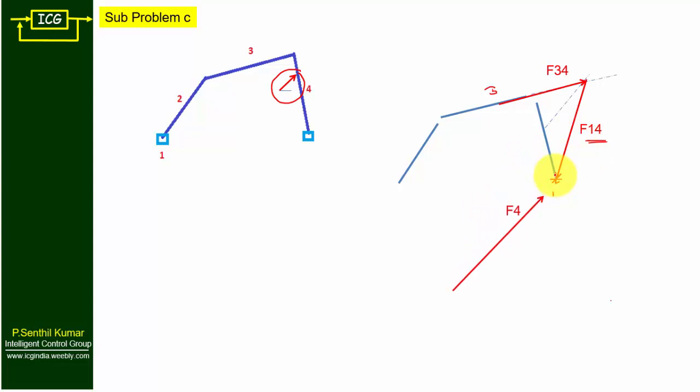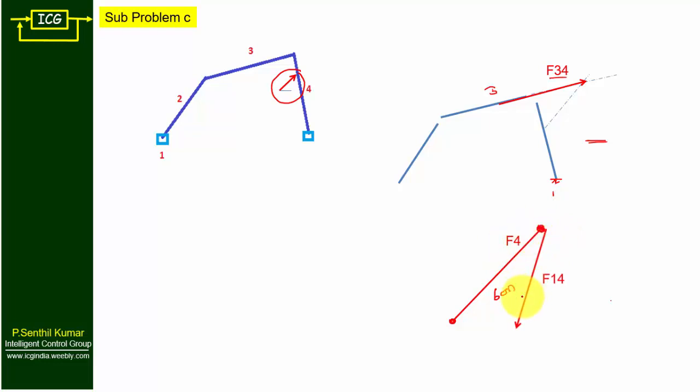F1-4. Next, I'm going to move all the forces separately to find the magnitude of F3-4 and F1-4. First move F4. The magnitude of F4 we already know: 60 Newton. Take 60 Newton as 6 centimeter. Then close this point. Next, I'm going to move F14. Move F14, the magnitude unknown. You can take the upward direction also, no problem. Then move F34. You can take this direction also. Both will cut at a point. Now 6 centimeter equals 60 Newton. Now measure F14, F34 and do the conversion.